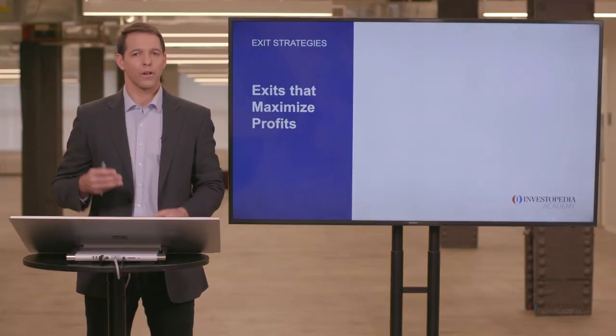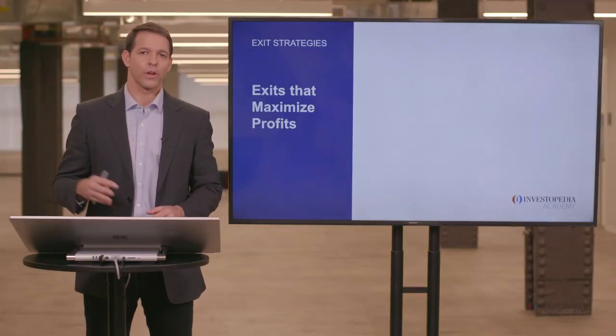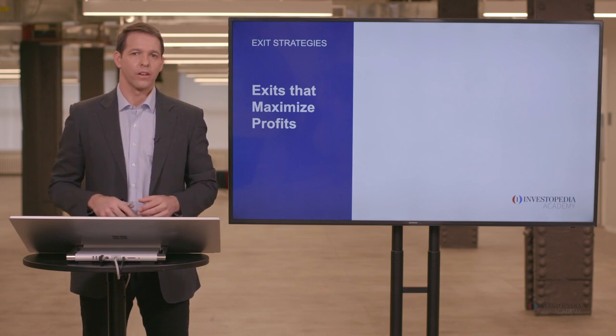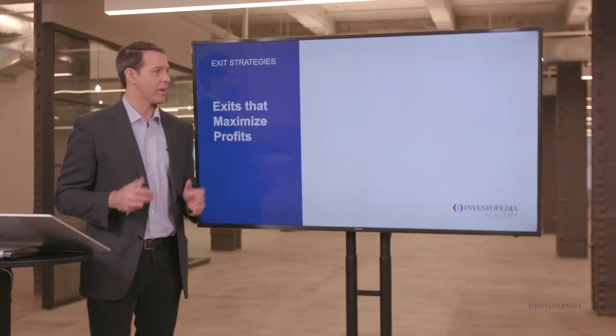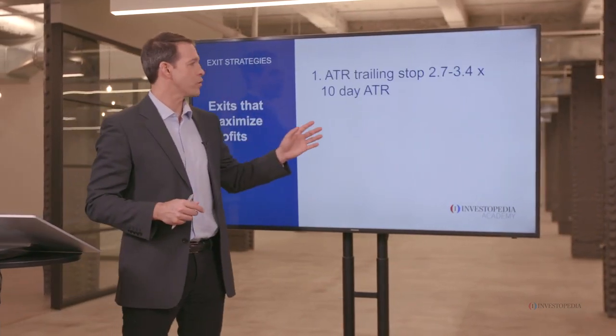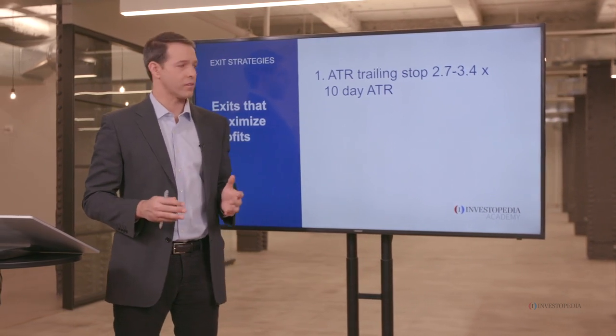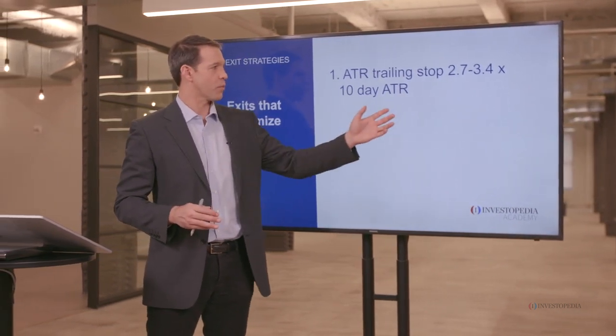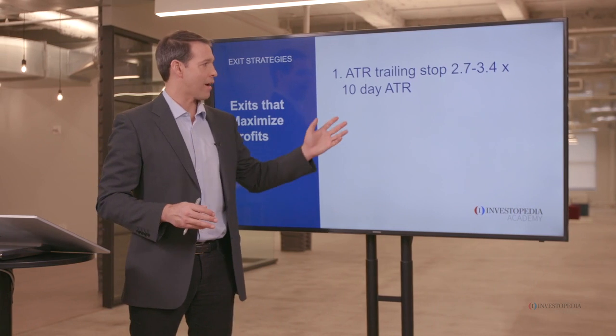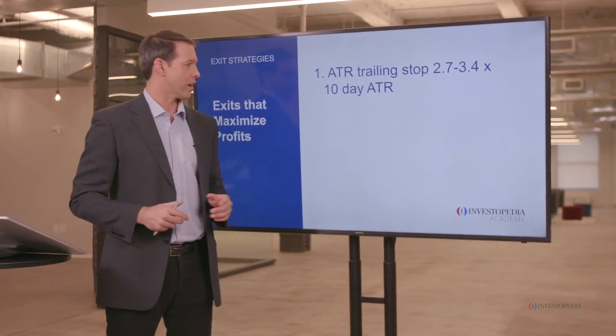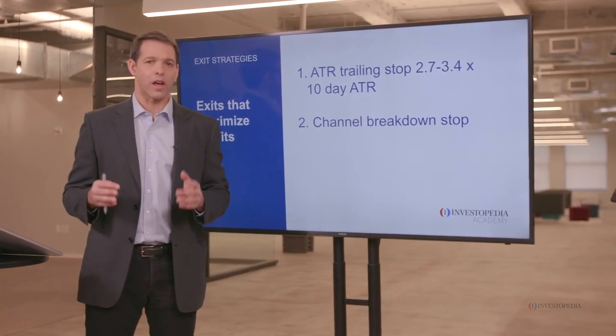So let's think about how we're going to maximize profits once we get into a trade. Now, there's two exits that can help you with this. One is using an average true range trailing stop that's 2.7 to 3.4 times the 10-day average true range, and I'll show you that in a second. The next is also a channel breakdown stop.